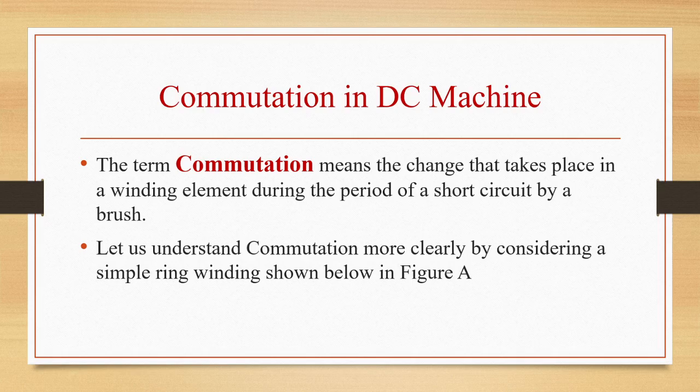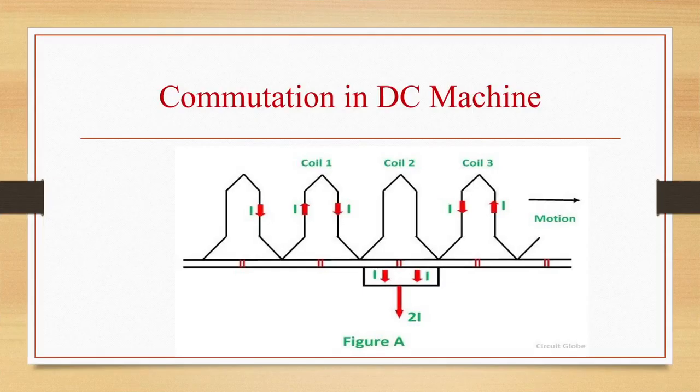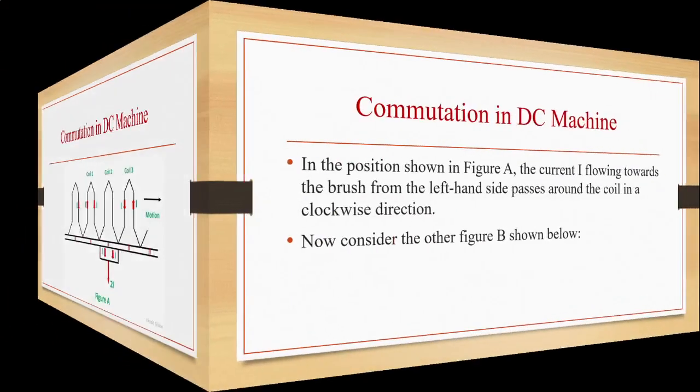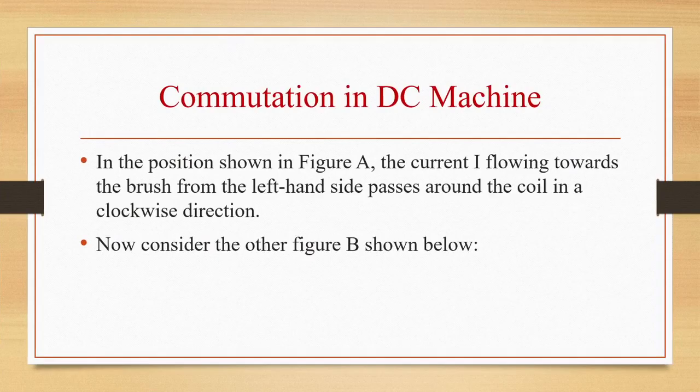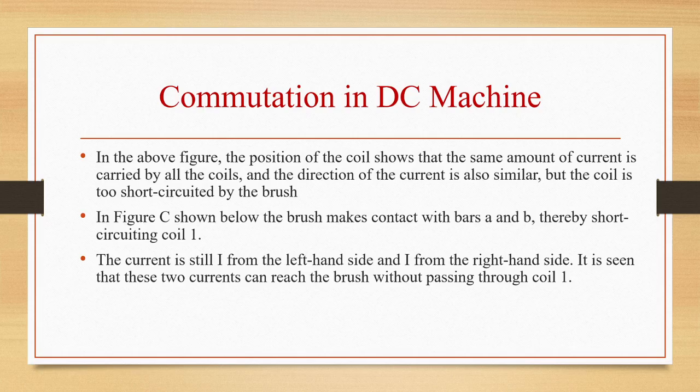So in these diagrams we have seen there are four diagrams, figure A, B, C, D, where we have seen the direction of current. Coil 1, coil 2, coil 3. In the position shown in figure A, current I flowing towards brush from left hand side passes through the coil in a clockwise direction, and in figure B, position of coil shows that same amount of current is carried by all the coils, and the direction of current is also similar, but coil 1 is short circuited by brush.